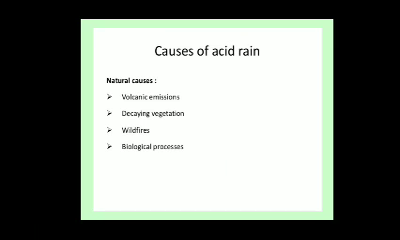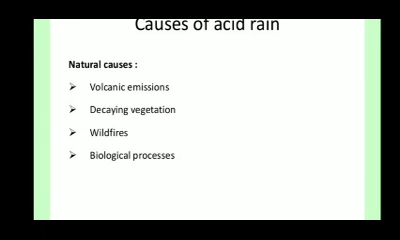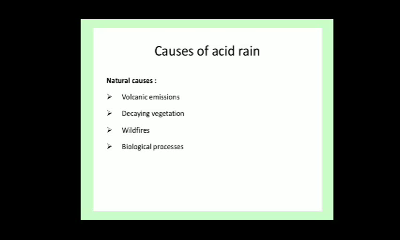Causes of acid rain. Natural causes: volcanic emissions, decaying vegetation, wildfires, and biological processes. These are natural causes of acid rain.